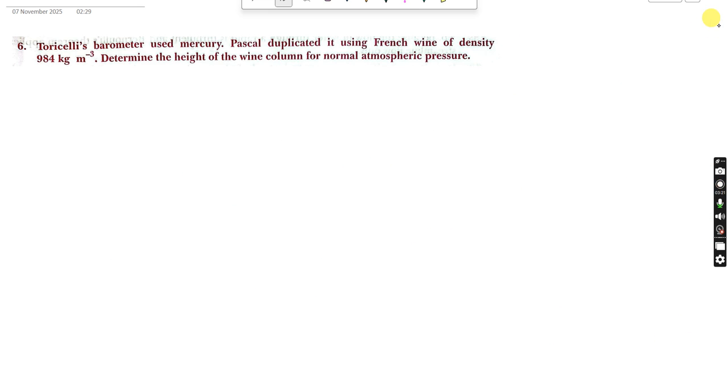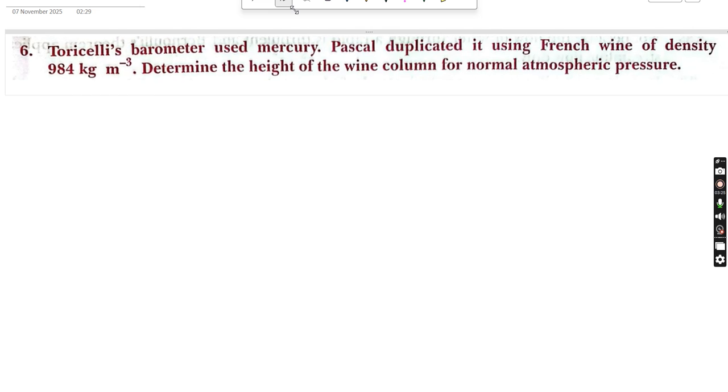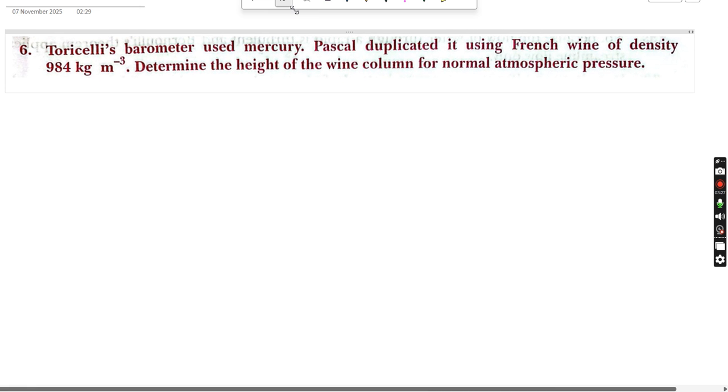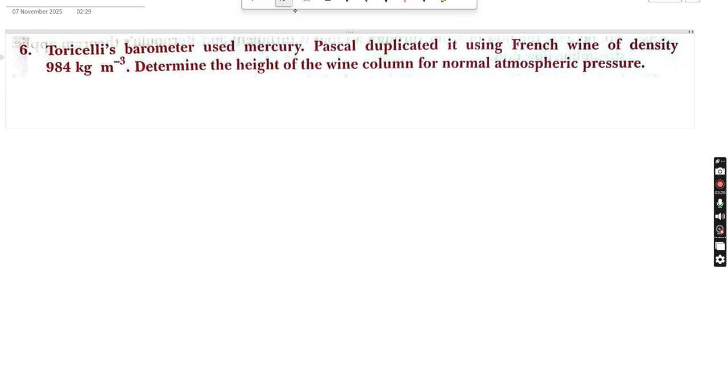Now the next question, I hope you can see this question here. The next question is: Torricelli barometer used mercury and Pascal duplicated it using French wine of density 984 kg per meter cube. Determine the height of the wine column for normal atmospheric pressure.